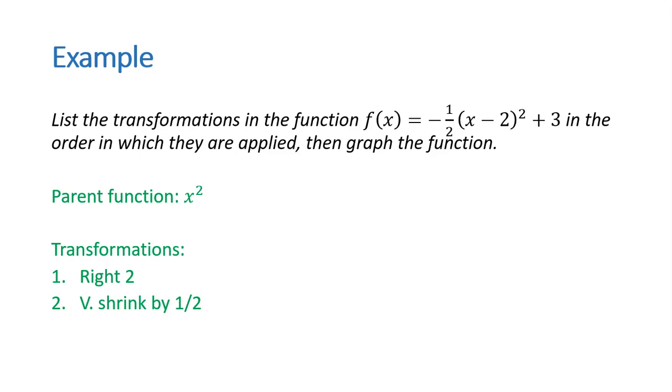Then we look for any reflections, so multiplying by a negative. Again, we pointed out that in this case, it's multiplication by a negative 1/2. So the 1/2 part is a shrink. The negative part out front is going to be a vertical reflection. So after we shift right and shrink vertically, we're now going to reflect across the x-axis. We're going to have a vertical reflection. We're going to flip it upside down.